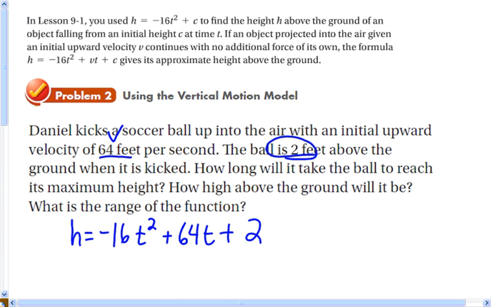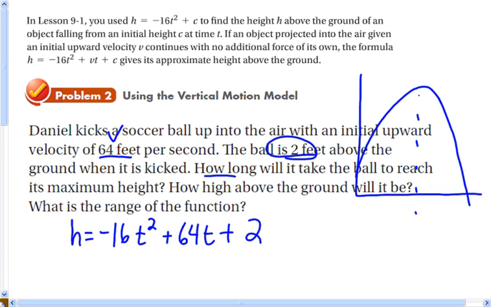Now we want to know a couple things here. How long will it take the ball to reach its maximum height? From 9.1, you know that quadratics with a maximum will look like that. So the maximum height will be at the vertex, which is on the axis of symmetry. So we're going to use that idea to help us find that. Let's first find the vertex, and that'll help us find the maximum height.